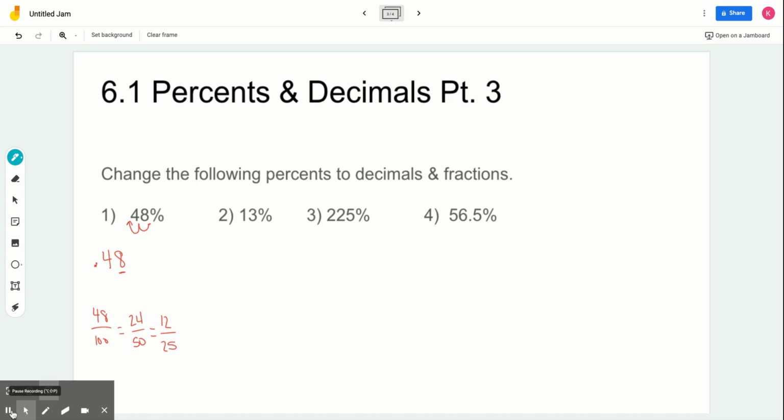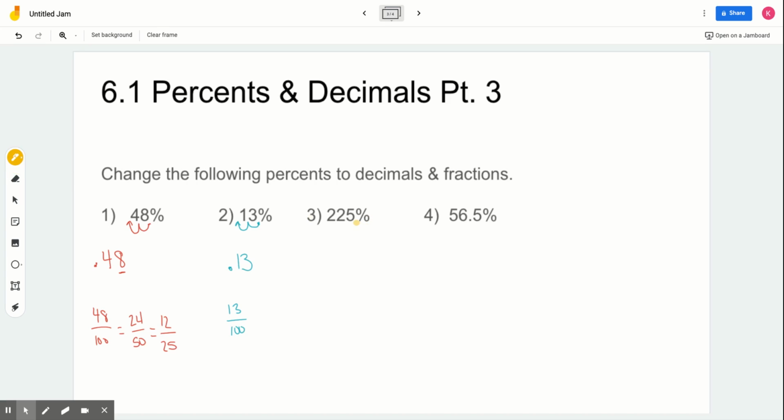Now that you've tried these 3, let's go over them together. So again, taking the decimal point, moving it 2 places to the left. So 13% is like 0.13 or 13 hundredths. Now 13 is a prime number, so we won't be able to simplify or reduce.